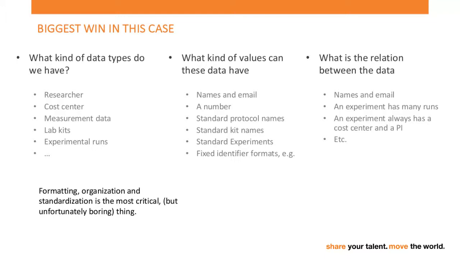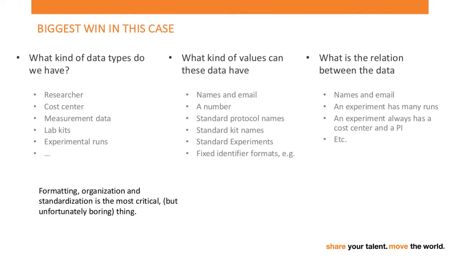Okay, so what we really need to define is what kind of data types we have. We have researchers, we have cost centers, so the numbers where the money is coming from. We have actual data that we're generating, lab kits, etc. And also we need to think about what kind of values these data can have. What do we mean by a researcher? How do we identify a researcher? By his name, her name, by an email address or a personal number, etc. So we really needed to think about what kind of values these data can have, and how we can standardize that. That's the middle column there.